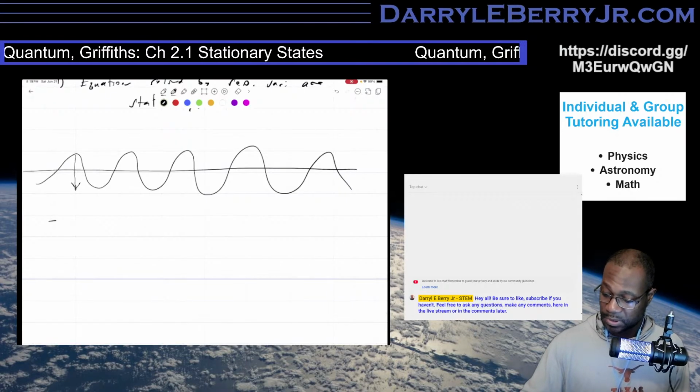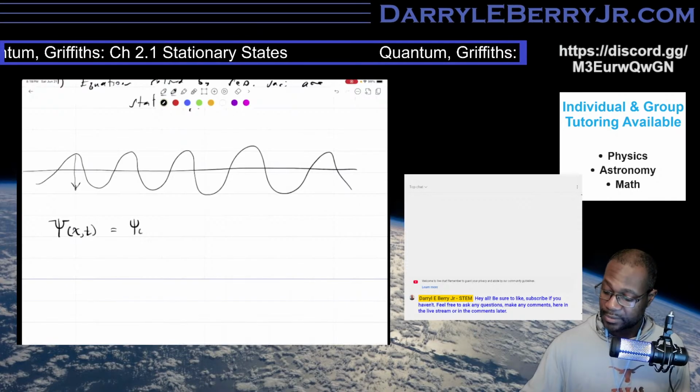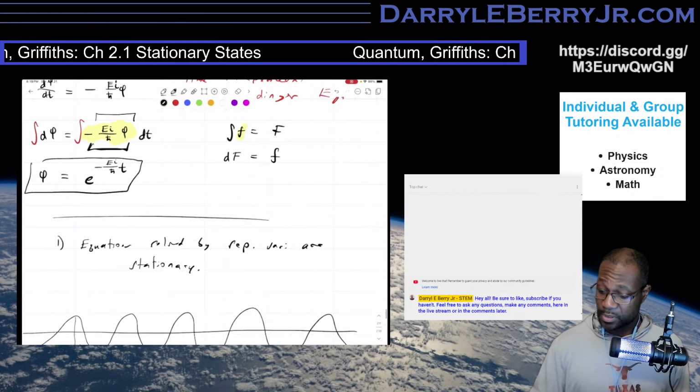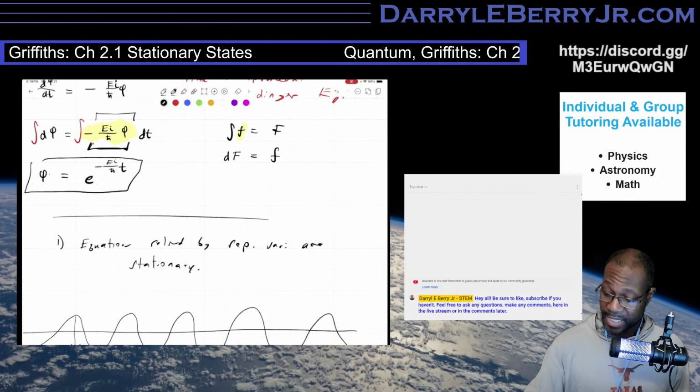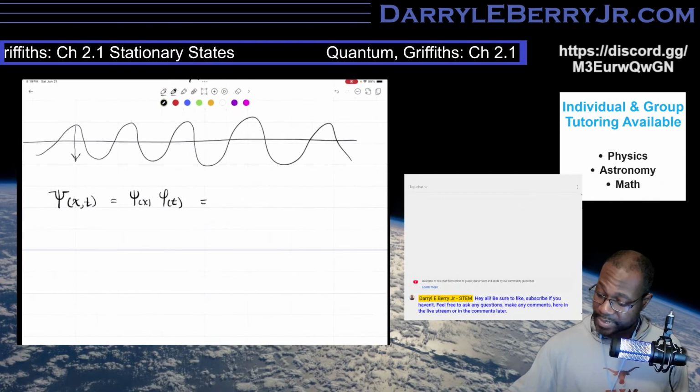So if we put what we had in our separated equation, it had psi of x, psi of t, and we were able to solve for psi of t explicitly enough, we can plug that in.